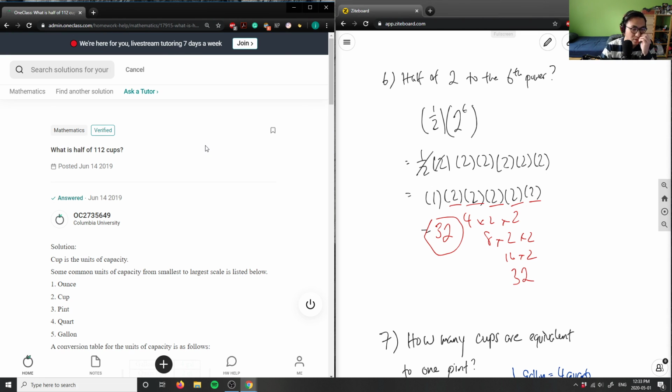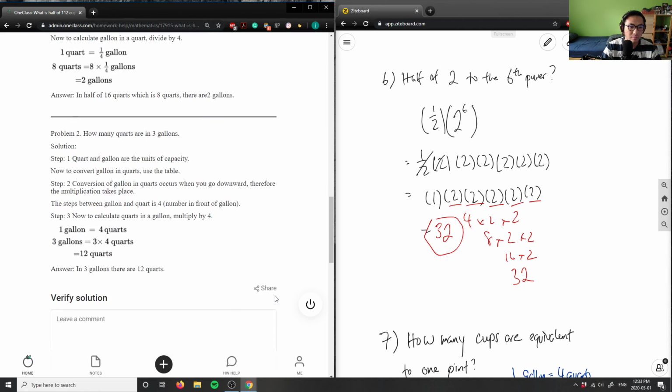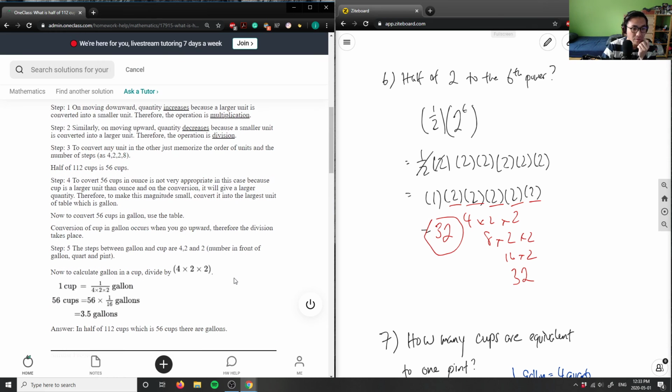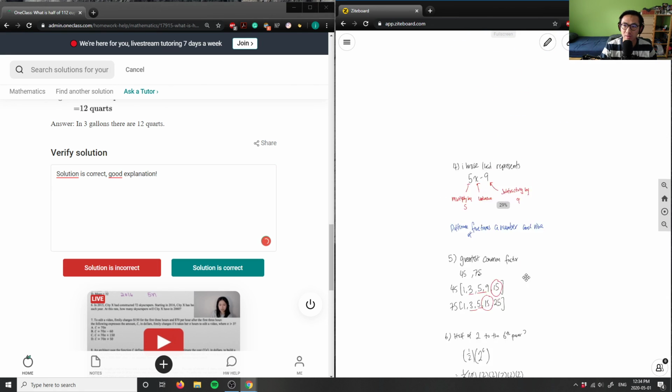I have half of 112. I think I did this problem already. Give me a second here. Yeah, I did this solution already. Maybe I might not have clicked the correct solution here. So give me a second. Solution is correct. Good explanation. Again, this was the first question I did, right?